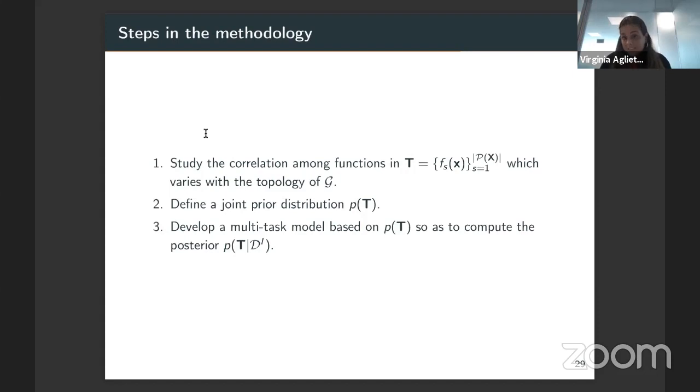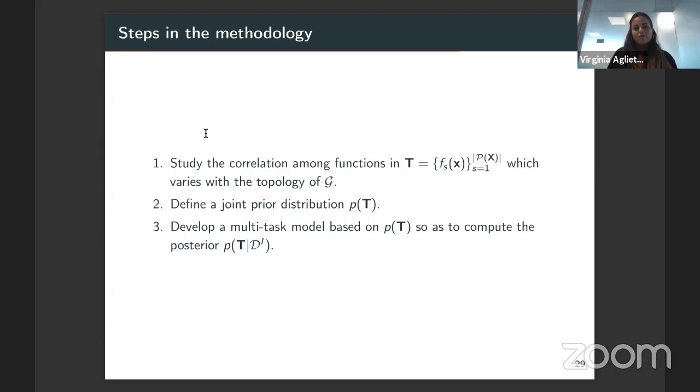Again, we need to study the correlation function between these functions. We don't know it. All of these functions are defined on different interventions. They are all in different spaces. We don't know what the correlation among them is. And generally, multitask models deal with functions that are of the same dimensionality or on the same input domain. So we need to find a sensible way to model the correlation between these functions. We need to then define a prior distribution for these functions, and we need to develop a multitask model that allows us to compute the posterior distribution of these functions.